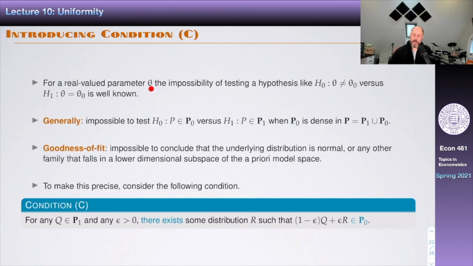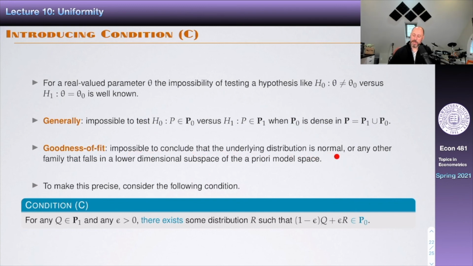For real valued parameters theta, the impossibility of testing the hypothesis that, for example, theta is not equal to a number versus the hypothesis that theta is equal to a number is well known. That is, you cannot test the hypothesis that theta is not equal to 0 versus the alternative that theta is equal to 0. We always test the other way, that theta is equal to a number versus the alternative that it is not equal to that number. And in general, it is impossible to test a null hypothesis when the null is dense in the alternative, as we said. Goodness of fit is another example.